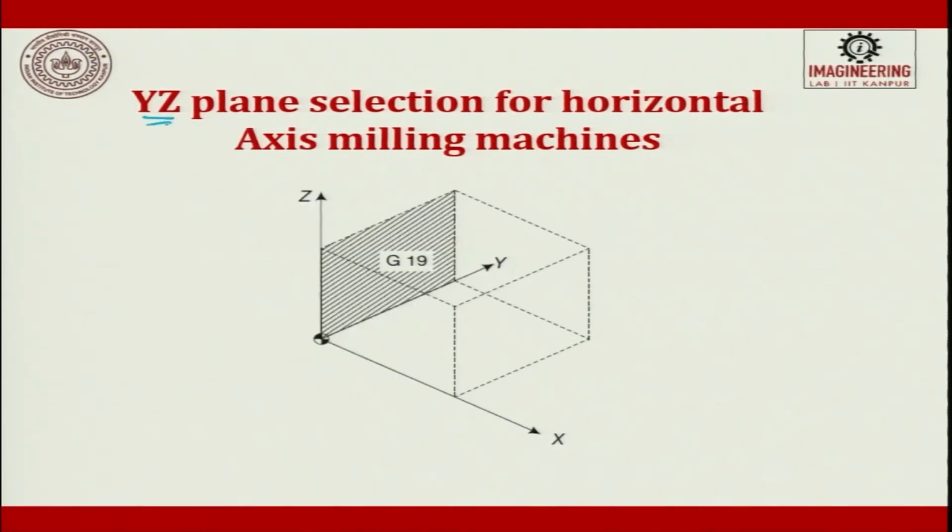So, YZ for a horizontal axis milling machine is G19. You see from machine to machine, horizontal to vertical axes, the planes differ. You have to define these planes. Then after defining the plane, you can specify what operations are to be done in this plane.